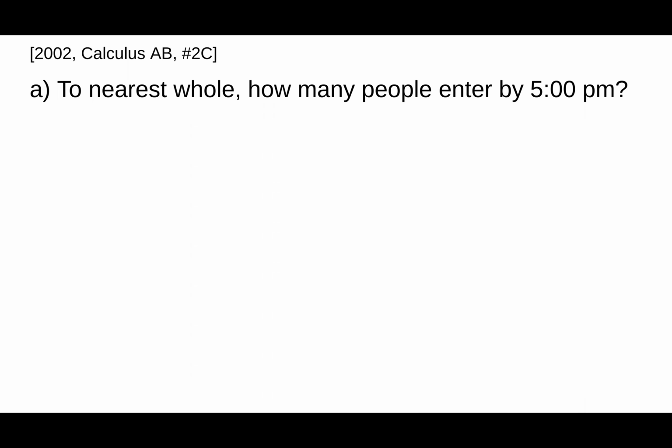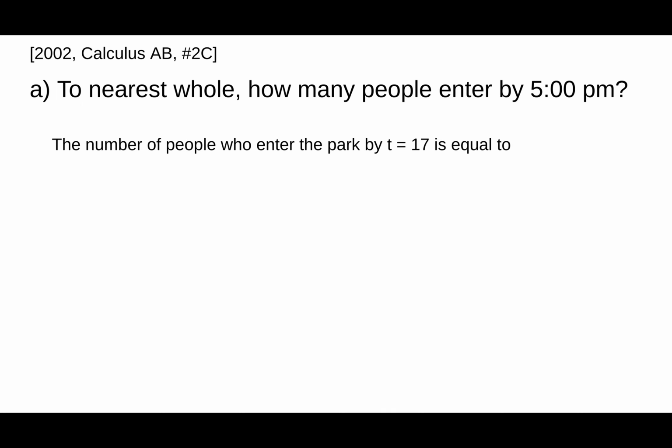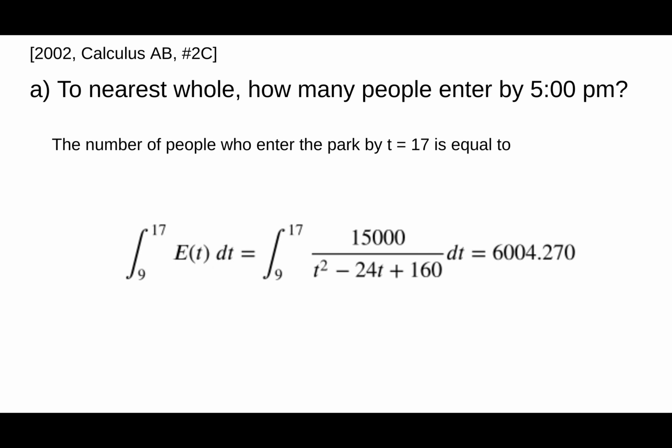Part A asks us, to the nearest whole number, how many people entered the park by 5 p.m. Well, the total number of people who enter the park by 5 p.m. would just be the definite integral of the rate function, E of t, from 9 a.m. to 5 p.m., which in military time would be 1,700 hours, or t equals 17. So we're just going to take the definite integral of our E of t function from 9 to 17.